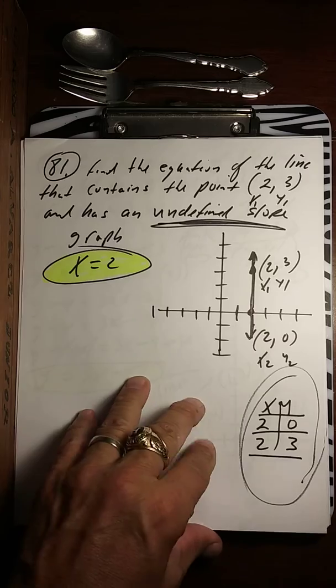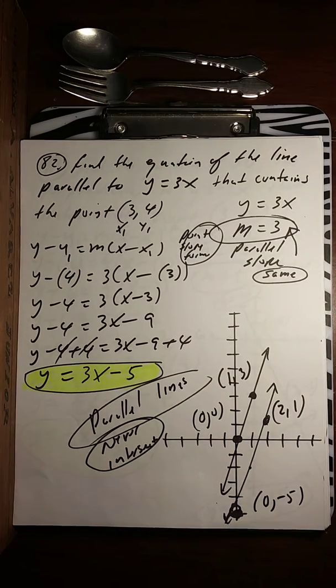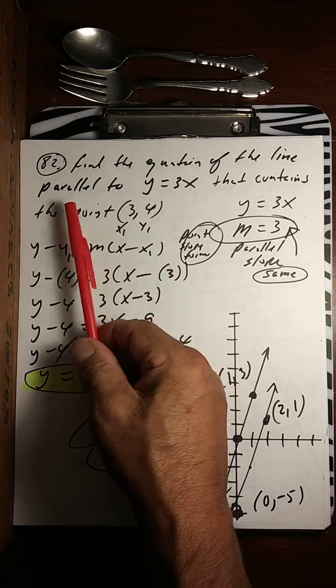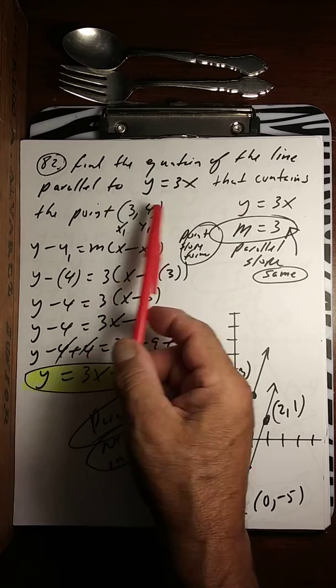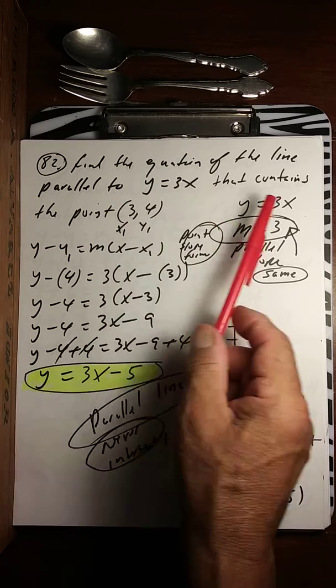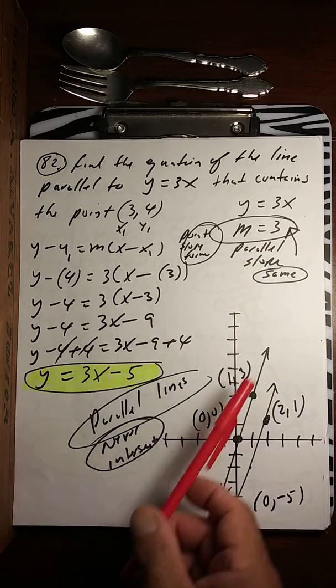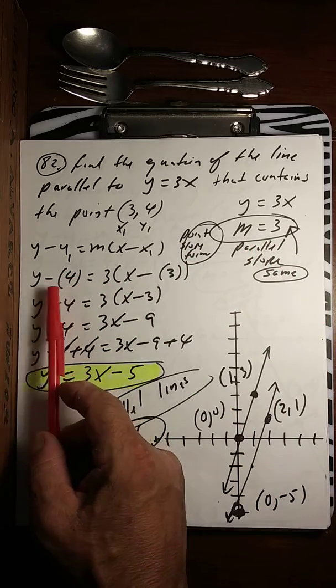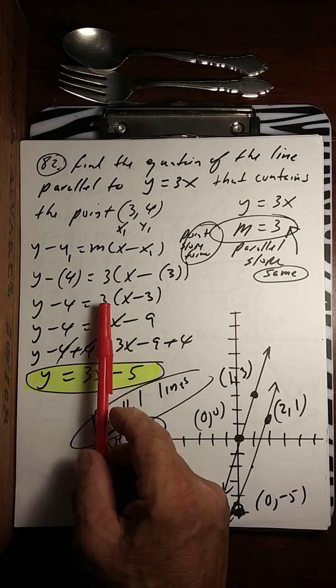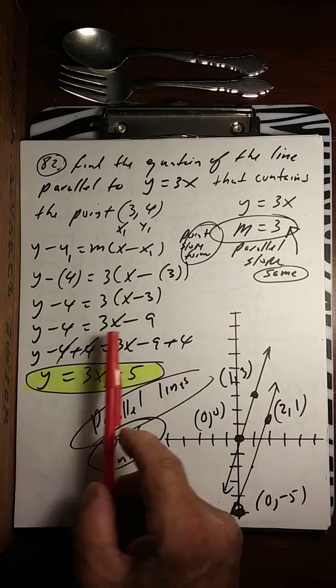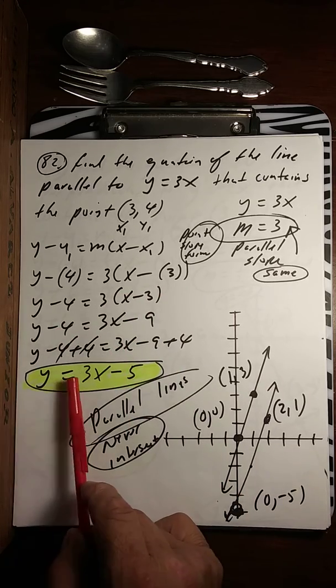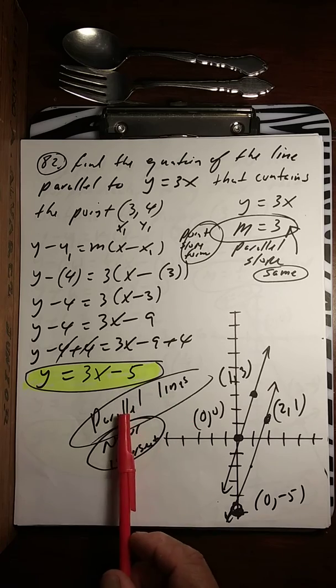There's a formula. Find the equation of a line parallel to this that contains this point. Alright, parallel to this means what? It means the slope is exactly the same. They're parallel lines, next to each other. So put the numbers in there. Minus 4, minus 3, and then 3 times that is 3x, so that's minus 9. Add 4, so y equals 3x minus 5. Parallel lines.